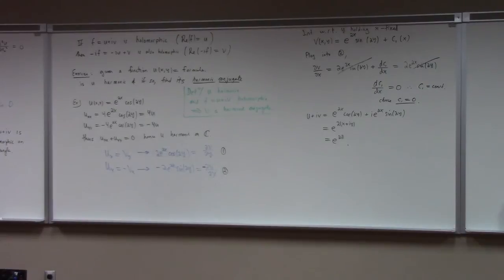So the point is just this. If you have a function which is harmonic, you can solve the Cauchy-Riemann equations to find its harmonic conjugate. And then if you look at u plus iv, that gives you an example of a holomorphic function, which has both of these things at once.